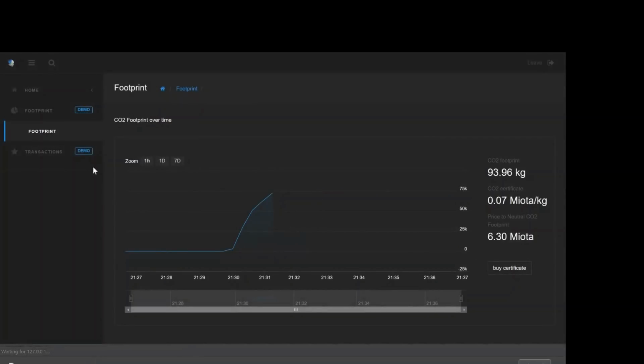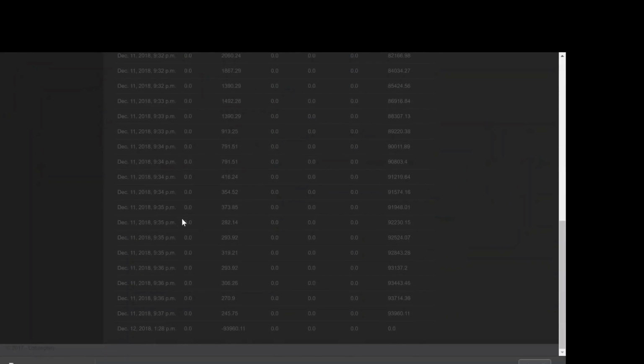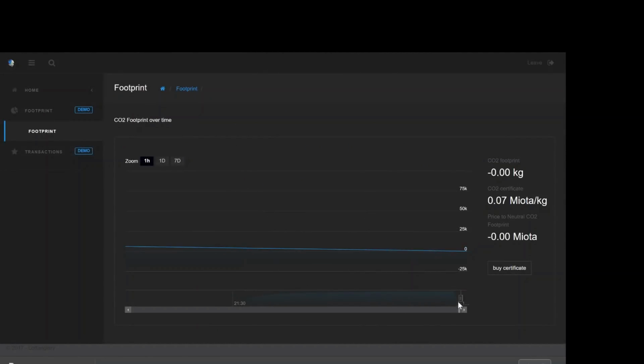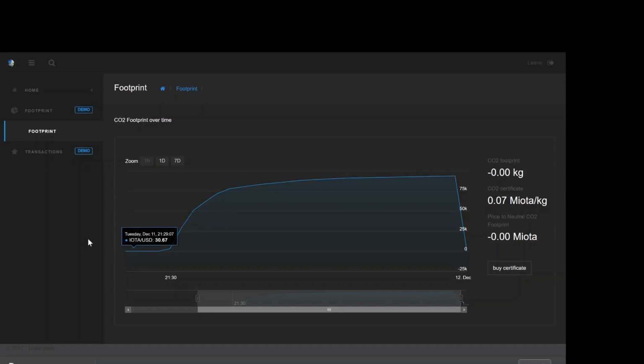I'm going to buy these certificates. We see it here in our transaction log. On the bottom, we have a new transaction with a negative impact on our footprint. So our footprint should decrease to 0, as you can see here. This is basically what an individual or an industry can do to get rid of their CO2 footprints.